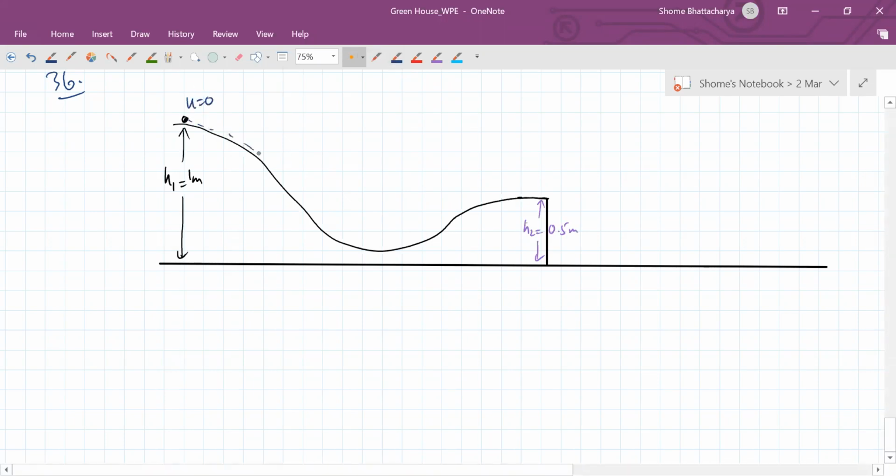So it comes down, it has maximum speed by the time it reaches here. Then again it decelerates, and by the time it comes here, let's say it has some speed v0. So if we directly apply the work energy theorem from A to B, this is a smooth surface, of course.